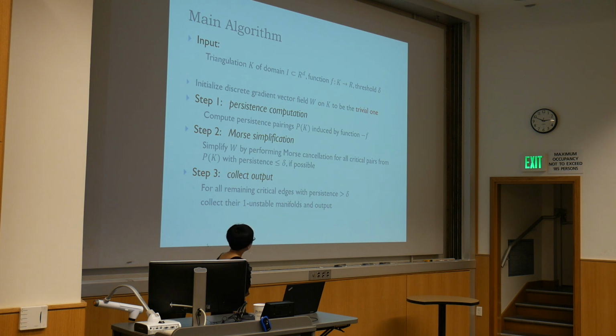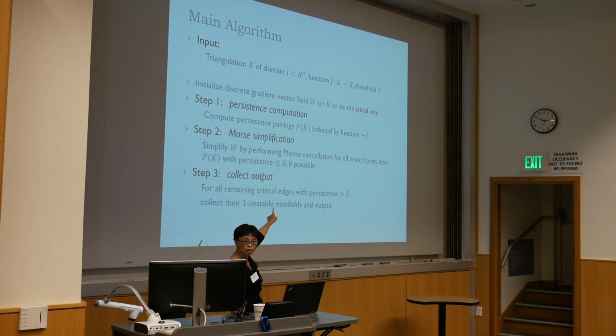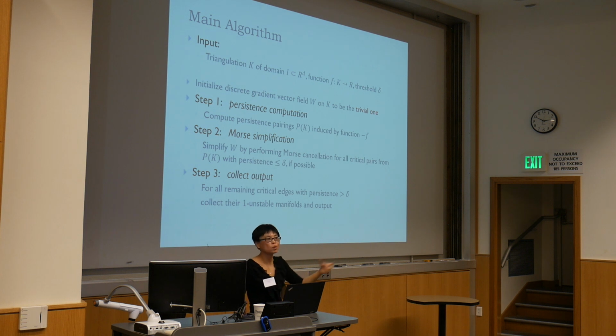Now, for the discrete gradient vector field, I'm going to leave a lot of the work to the persistence algorithm. I start with something called a trivial discrete gradient vector field, where everyone is critical. Then I'm going to use the output of the persistence algorithm to find all the critical pairs whose persistence value is smaller than a threshold, say delta, and do this cancellation process and cancel them out. That's the second stage.